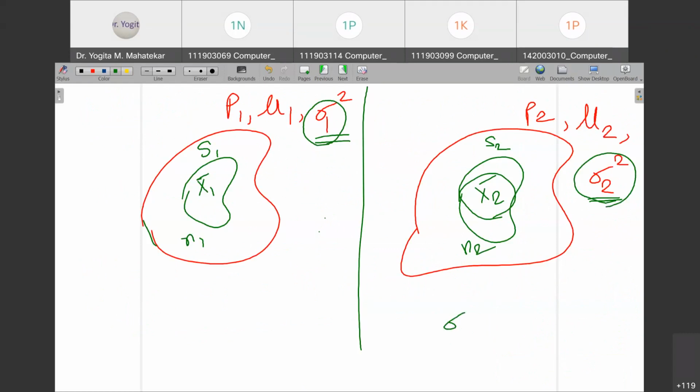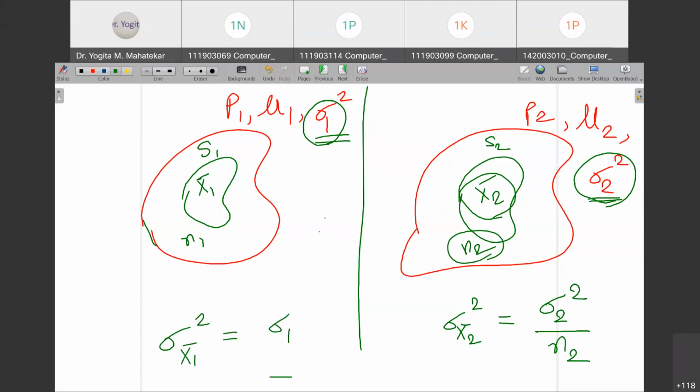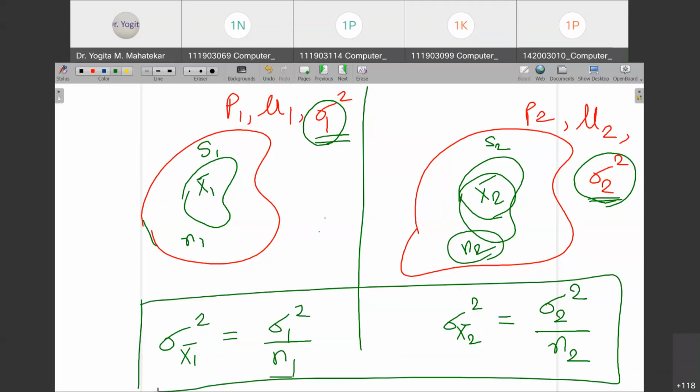So what is sigma x2 bar whole square? What is the sample variance? Is its population variance, which is sigma 2 square, divided by what? The population size or sample size? Population size is not given, it is sample size. What is the sample size? N2. Am I right? And sigma x bar square similarly is sigma 1 square by n1. Is this clear?